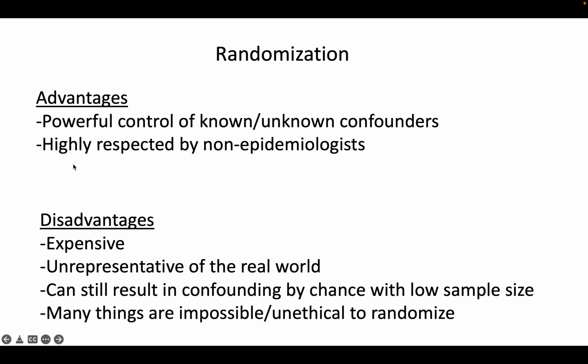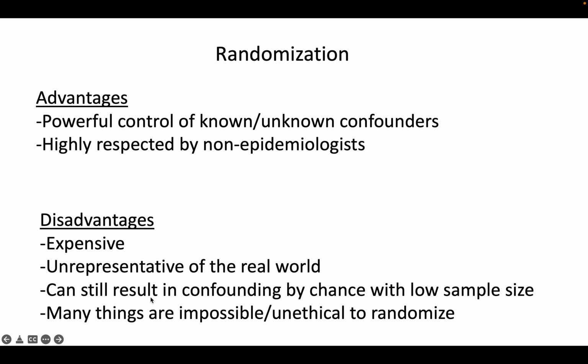and very understood by non-epidemiologists. It's often expensive. It's unrepresentative of the real world. People make their own decisions. They don't just base what they do off what they've been assigned. And in that way, if you're assigning some behavior, like exercise or something, you're going to have people doing that who wouldn't ordinarily, maybe, and in that way it's unrepresentative of the real world. You can still get confounding by chance with a low sample size. And yeah, I'm going to go over how to avoid that in another video.